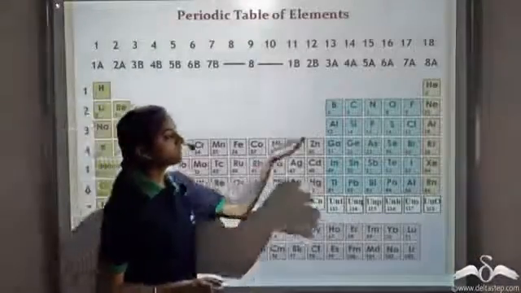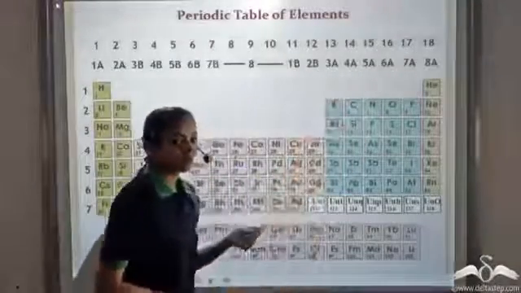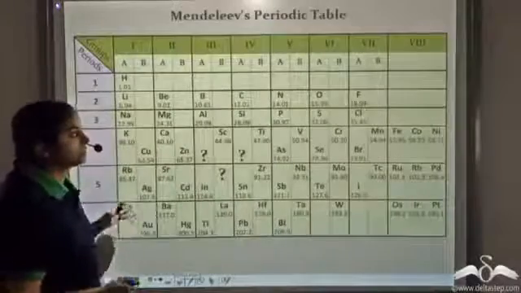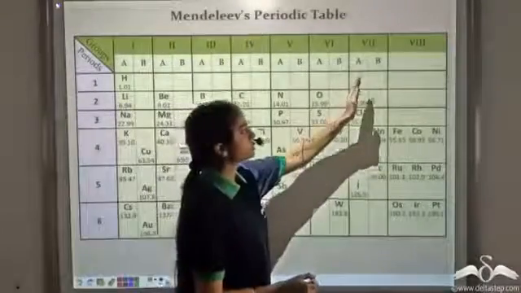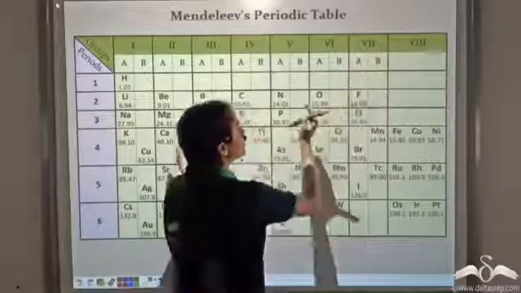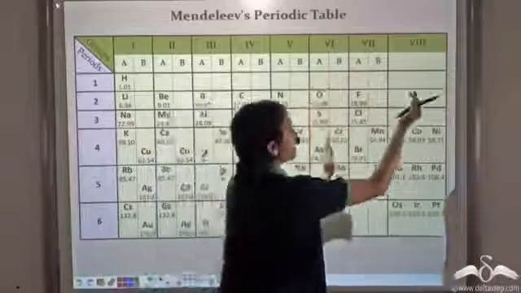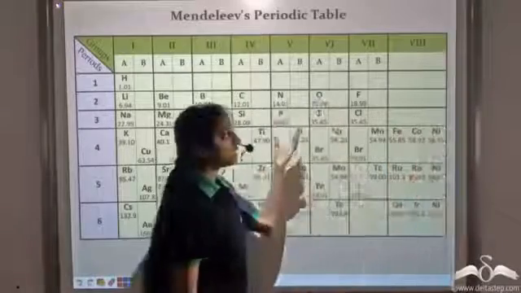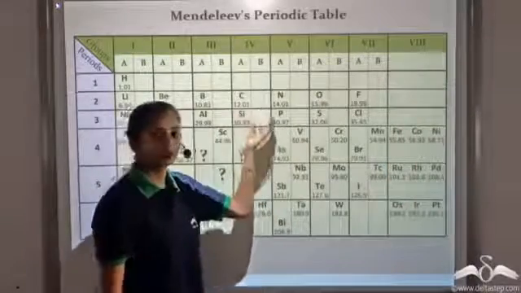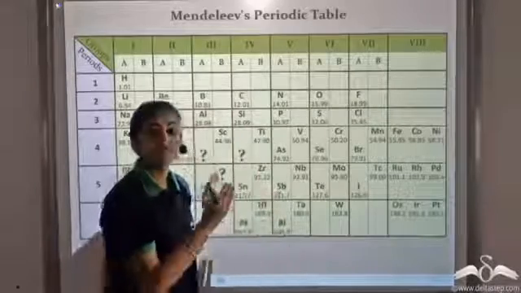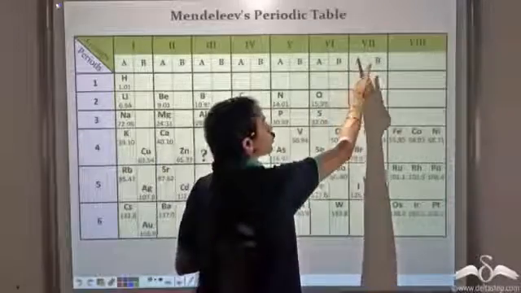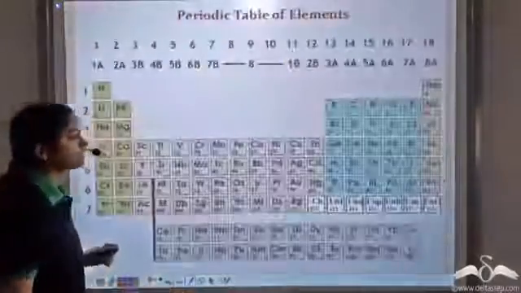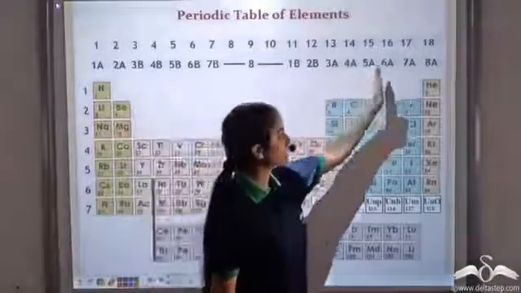Further, let's see. The modern periodic table has 18 groups. Let's see where these 18 groups come from. In Mendeleev's periodic table, he had 8 groups. The first 7 groups were divided into A and B, and the last group, that is the 8th group, had 3 series of elements. So each subdivision in Mendeleev's periodic table was taken by Moseley as a separate group. So 7 into 2, 14, plus 3, that is 17 groups.